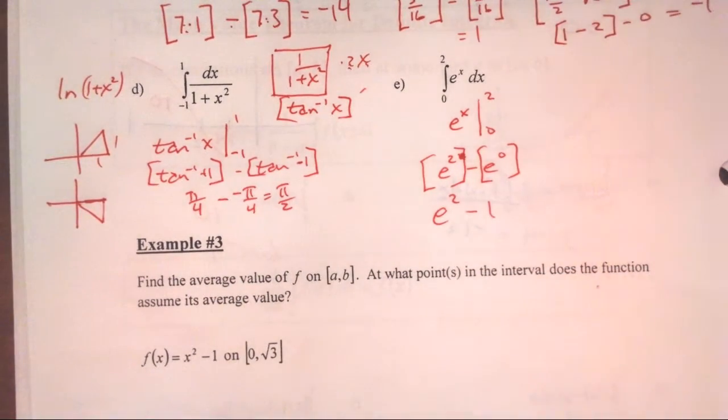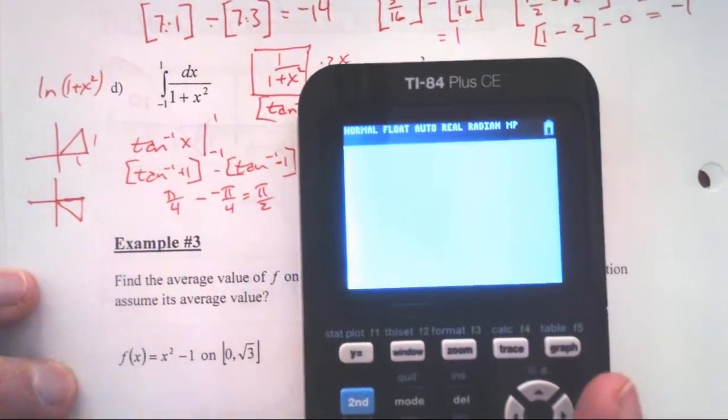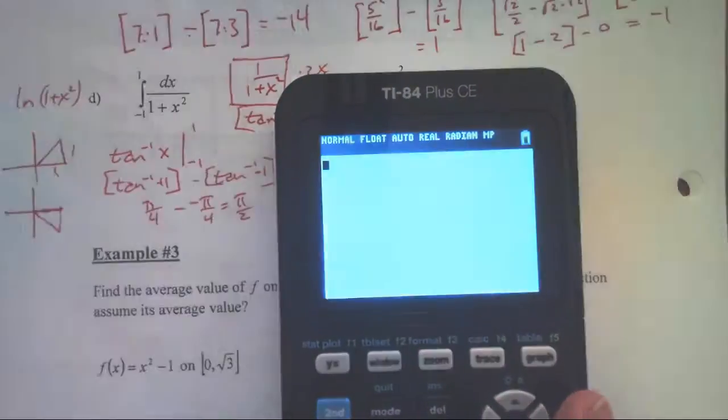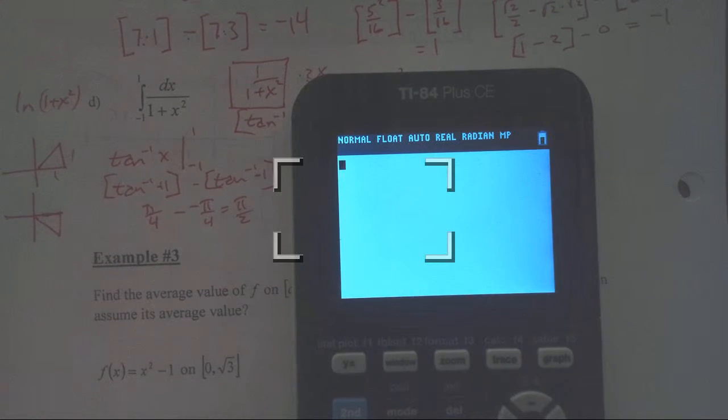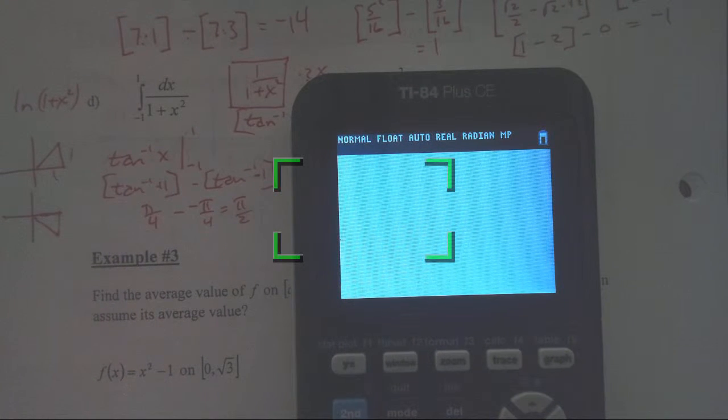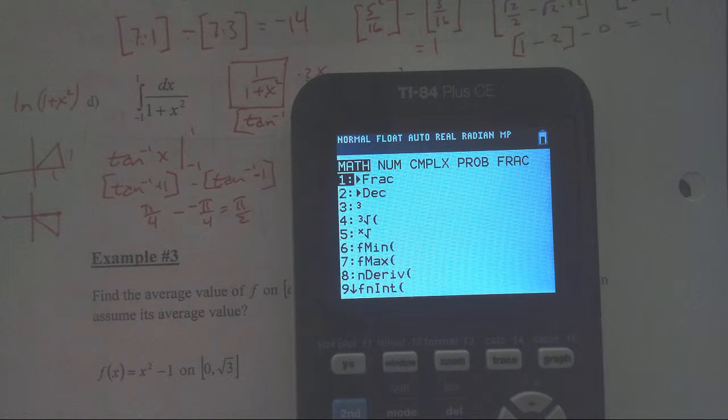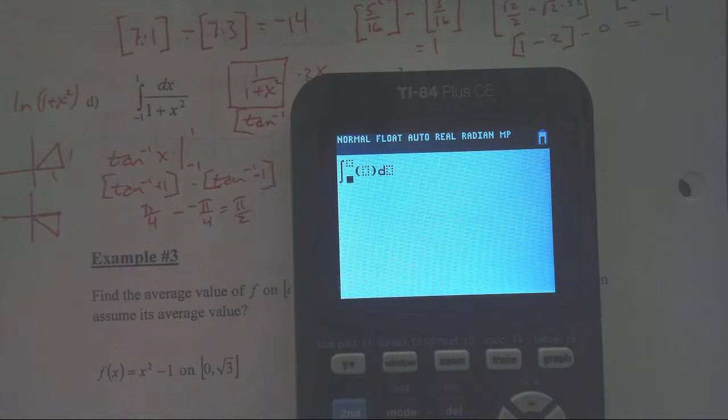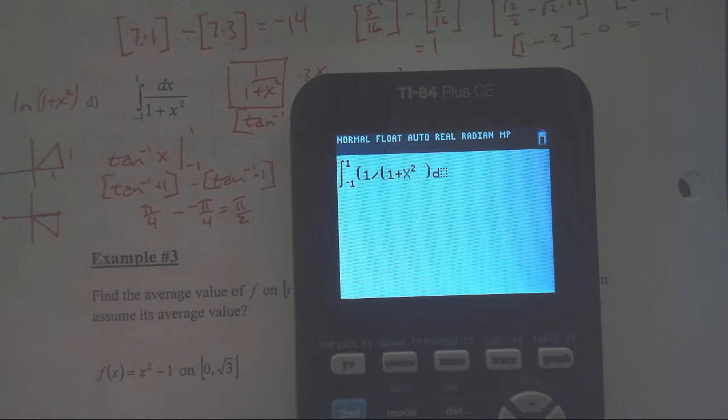Well, that's a really good time to grab our calculator and say, man, I can't really believe that. Let me get something a little bit more favorable for viewing with the lighting. Okay, so I'm going to go math 9. That is fnInt. And I'm going to put in negative 1 to 1, 1 divided by, let's see, 1 plus x squared, all of it, and dx.